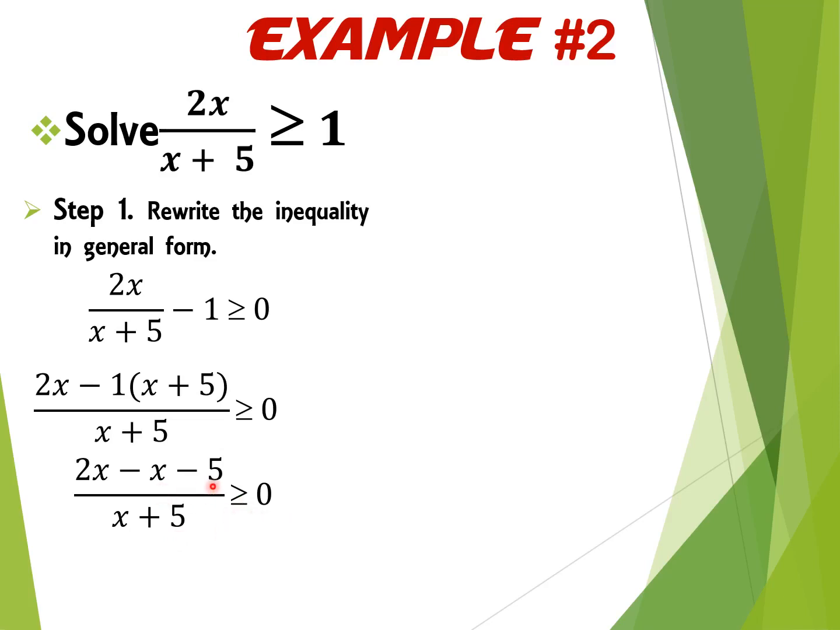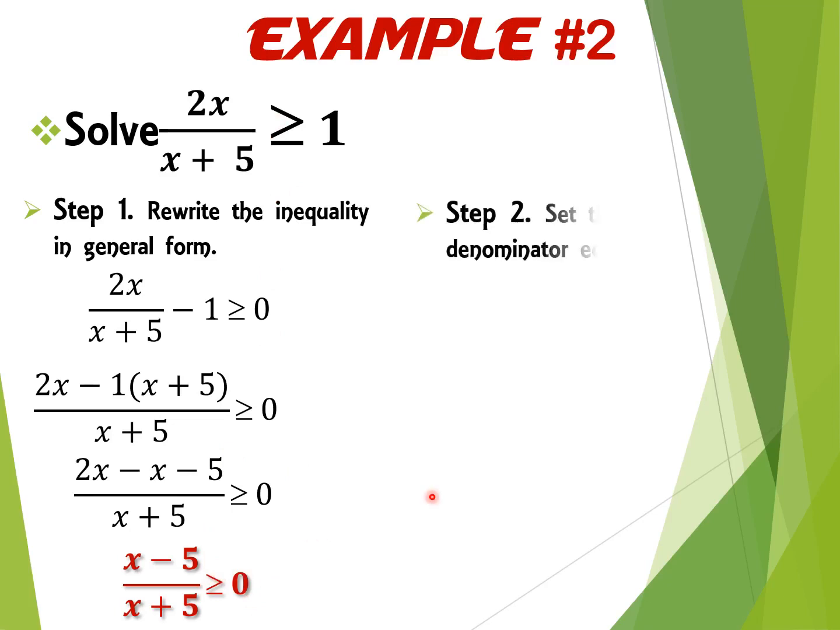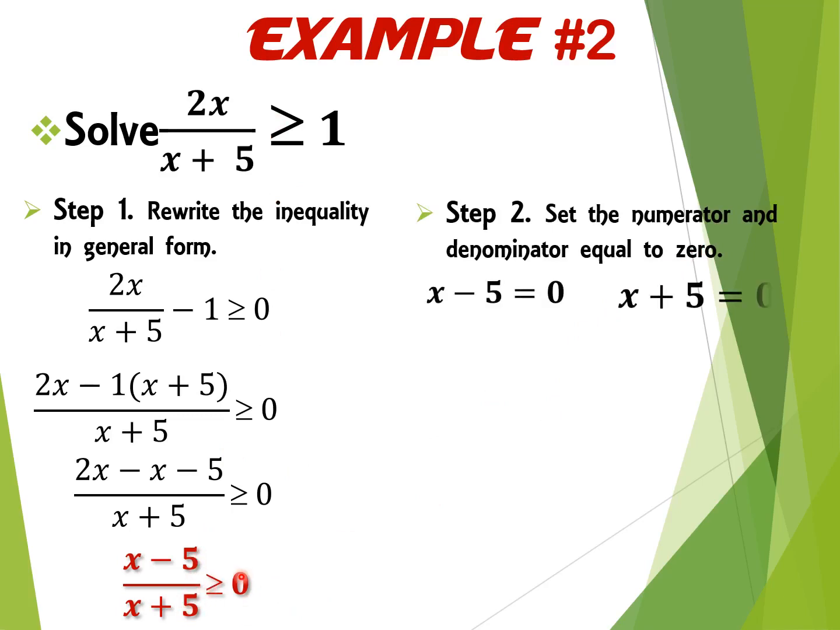And then simplifying further, we will have 2x minus x is x minus 5 over x plus 5 greater than or equal to 0. So this time, this is now the general form or the single form of this inequality. Okay, so you can use this one or this one. So step 2, we're going to set the numerator and denominator equal to 0. So the numerator will be x minus 5 and the denominator x plus 5 equate to 0. So we will have now the critical values x is equal to 5 and x is equal to negative 5.